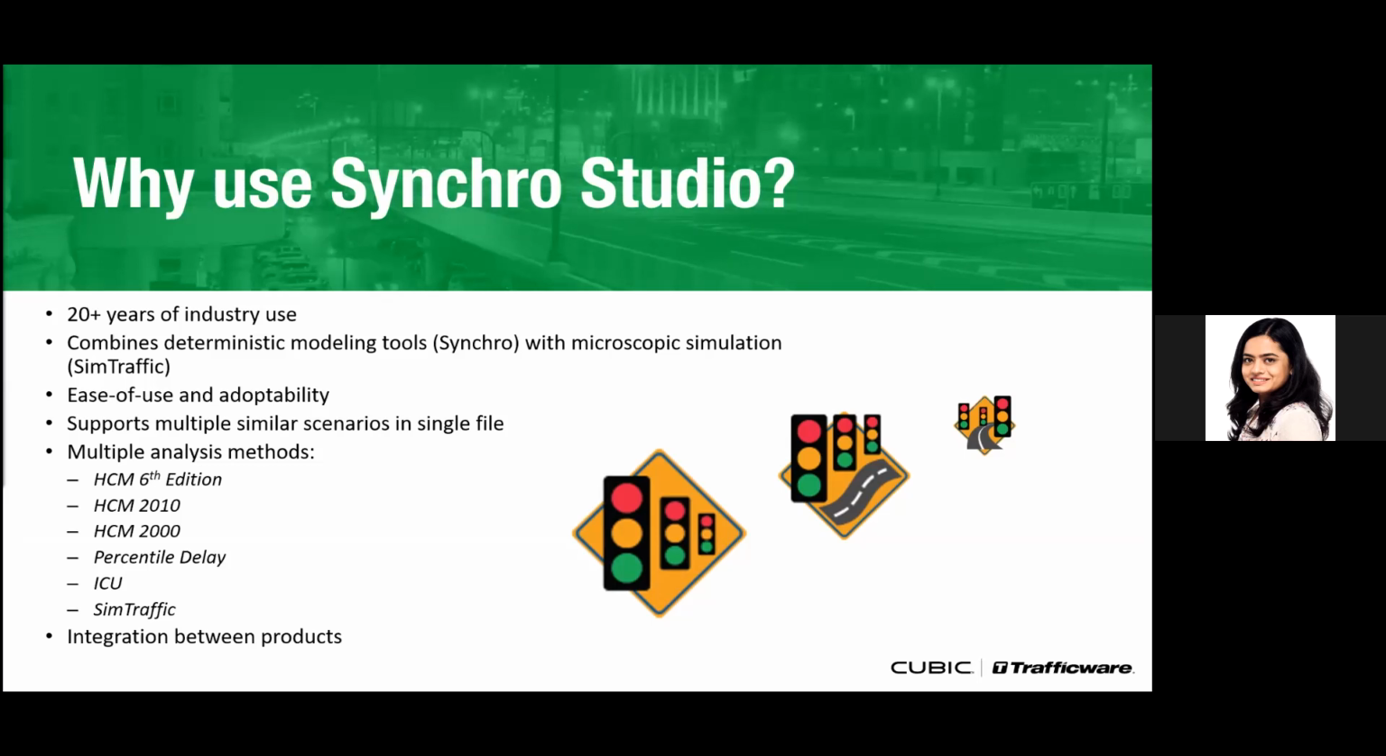Synchro supports multiple analysis methods, starting from different versions of HCM, Synchro's own percentile delay methodology, and intersection capacity utilization methodology, as well as SimTraffic. Synchro has a very seamless integration between products, meaning between Synchro and SimTraffic, between Synchro and the central management system, and between SimTraffic and 3D Viewer. You can also import some information from TripGen to Synchro to do your traffic impact analysis. So those integrations are very, very seamless within Synchro, okay?